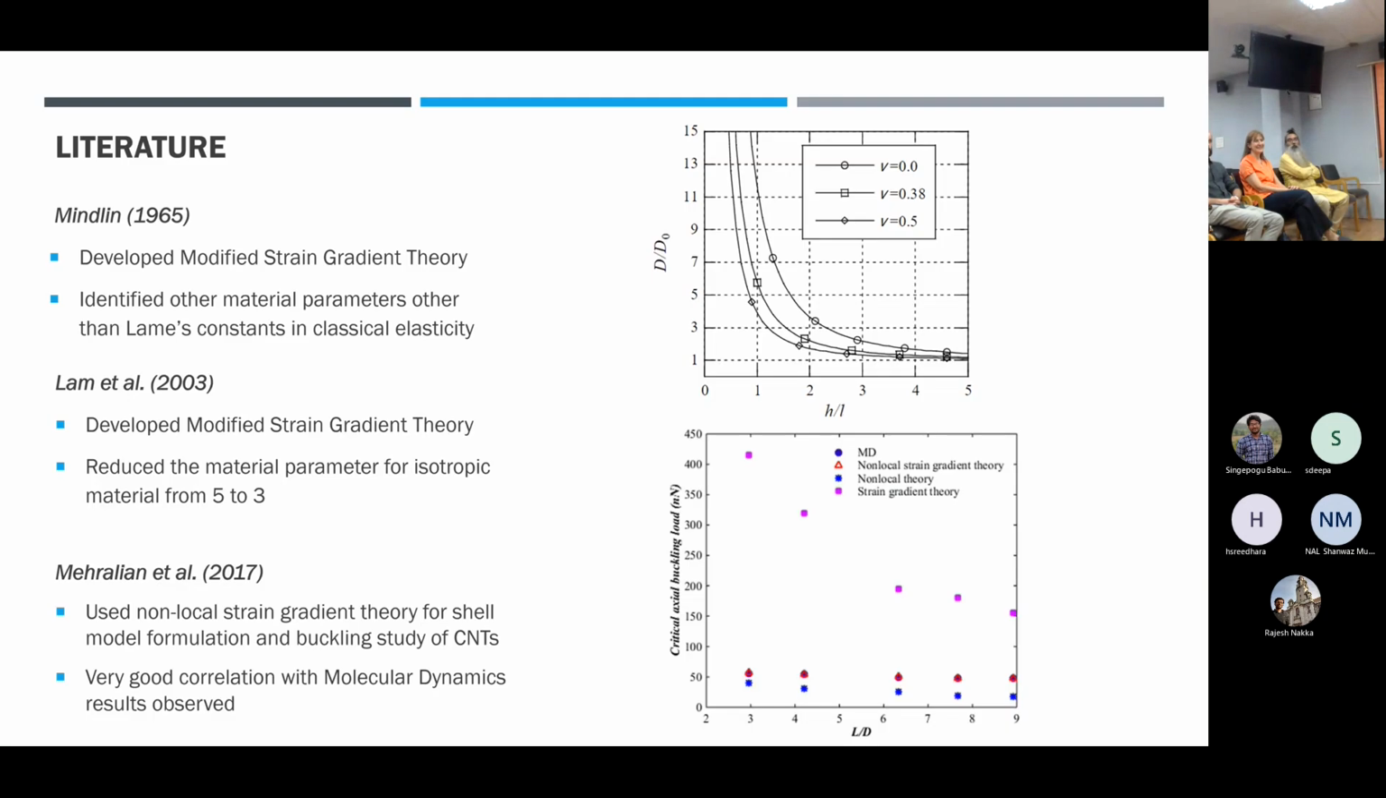You can see this in this graph that we have the critical buckling load, and we have results from various theories, including molecular dynamics and non-local and the combined non-local strain gradient theory.